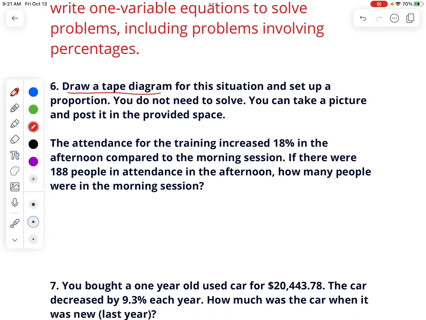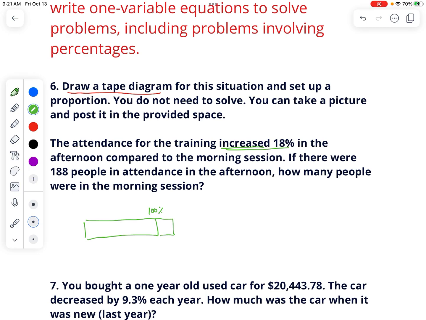So the attendance for the training increased 18% in the afternoon compared to the morning session. If there were 188 people in attendance in the afternoon, how many were in the morning session? Some key things I see here is it increased by this percentage. I'm going to start off with my tape diagram. I'm going to label it 100% right away.